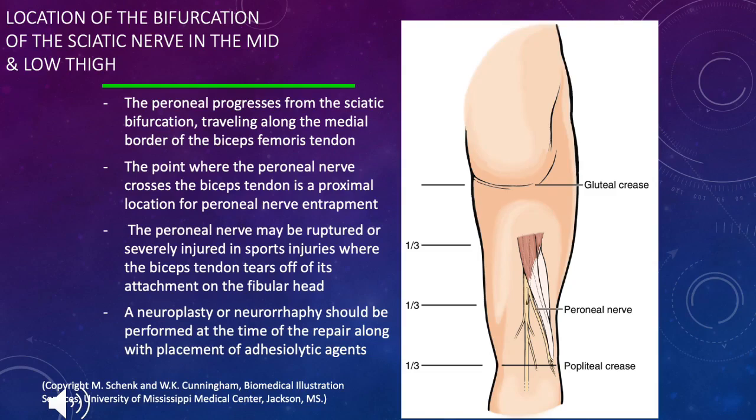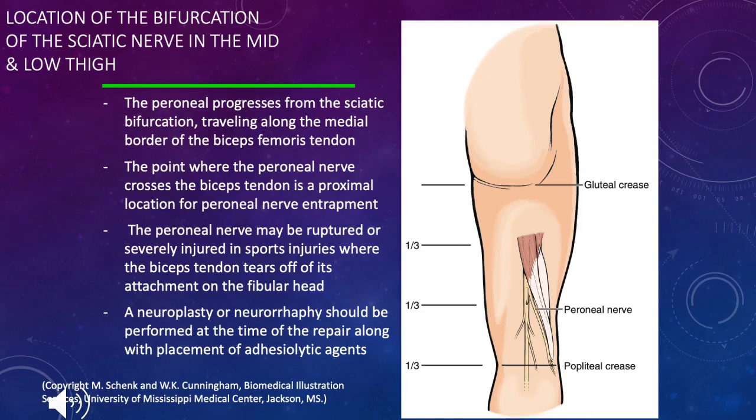So this illustration focuses on the sciatic bifurcation, which usually occurs somewhere just above 2/3 of the distance between the gluteal crease and the popliteal crease, and at which point the peroneal nerve heads laterally along the medial edge of the biceps femoris tendon. This is important to keep in mind because not all common peroneal nerve entrapments are at the fibular head.